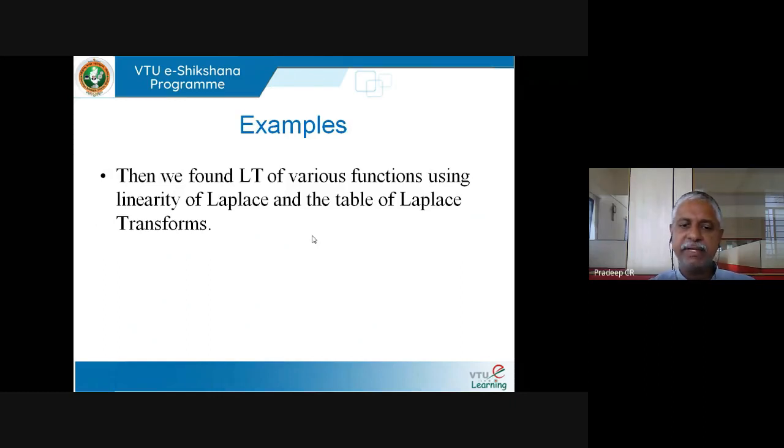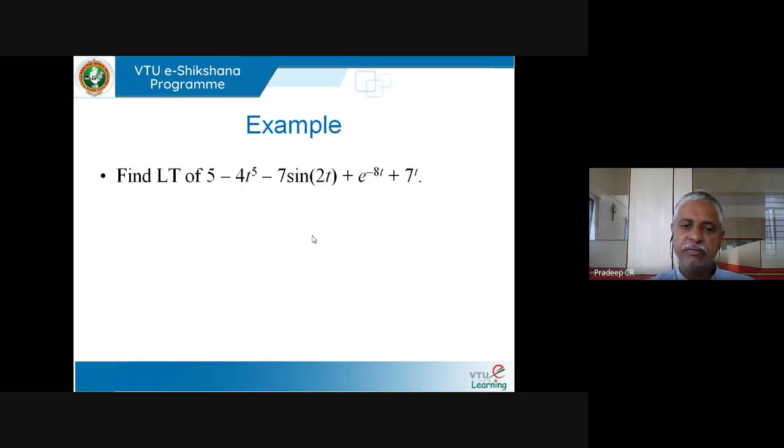Something like this. Find Laplace transform of 5 minus 4 t power 5 minus 7 sine 2 t plus t power minus 8 t plus 7 to the power of t. So this is a function of t. Now I want to find Laplace of this. How do I do that? Basically, I use linearity and the table of Laplace transforms. They are the only two things which we know.